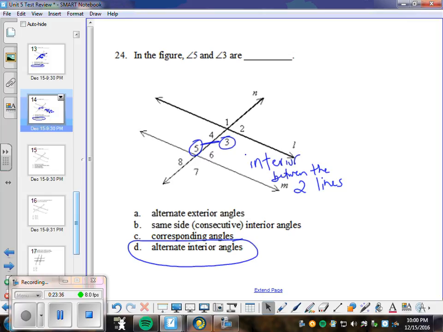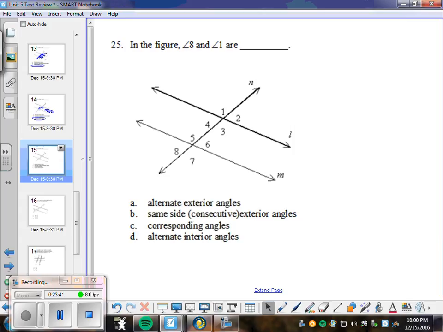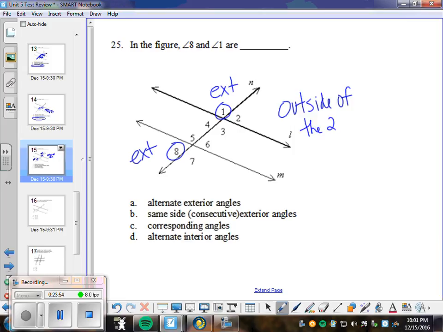Okay, number 25. How about 8 and 1 in this figure? These are both exterior because they are outside of the two lines. Okay, angles 8 and 1. So they're outside, but they're on the same side of the transversal. So these are going to be same side exterior angles.